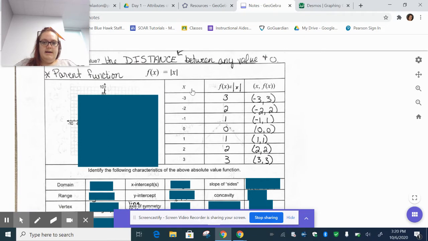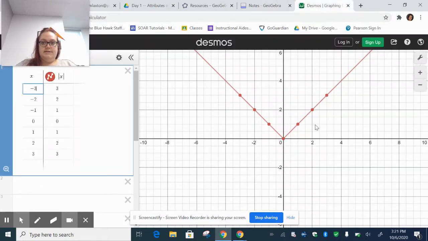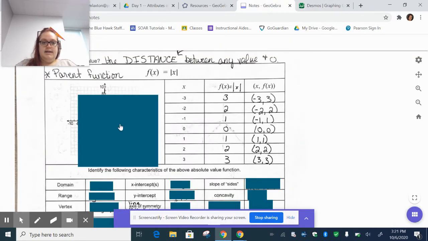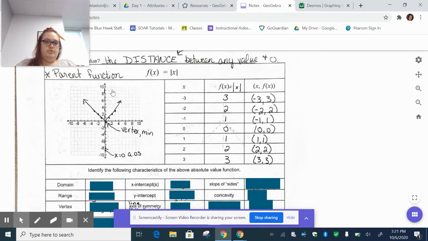So here we have our x values in this column. Here we have our y values in this column. And then here we have our ordered pairs. Okay. Then we can see what the graph looks like. Let's go ahead and just sketch that onto our graph over here on our notes.